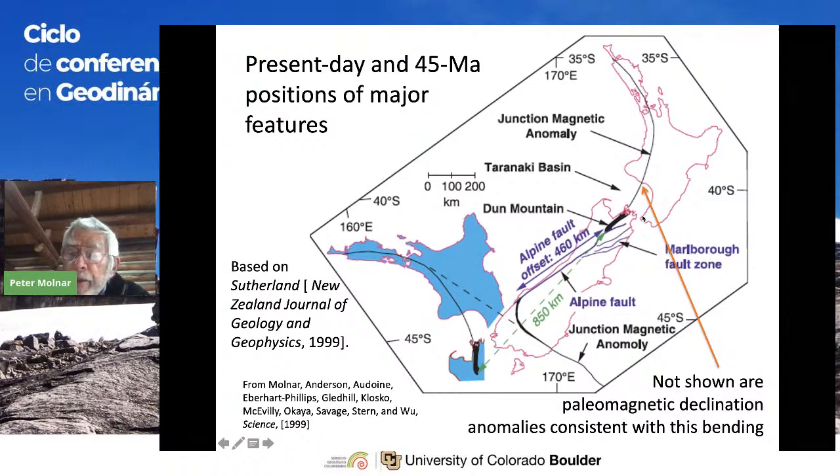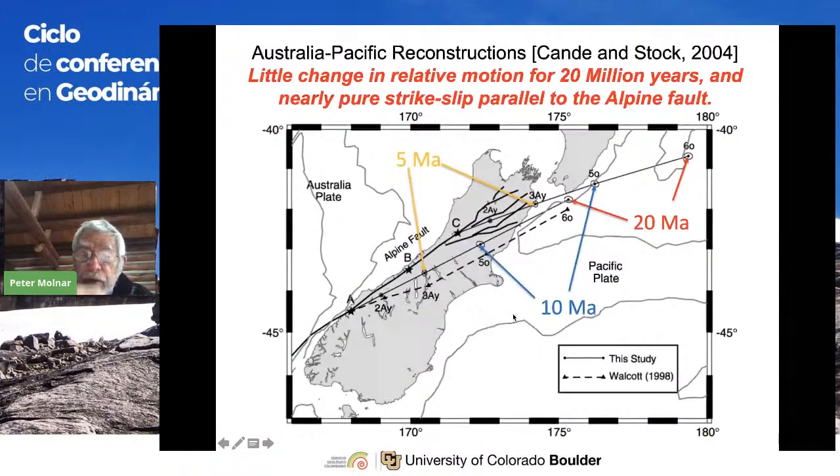And I should say, there is paleomagnetic data from rock in here that shows declination anomalies, shows that this bending has taken place. And so to take away from this, there's 460 kilometers of strike slip on a fault, but there's 850 kilometers of displacement. So some of that is due to just shear in the rock as exposed on the surface.